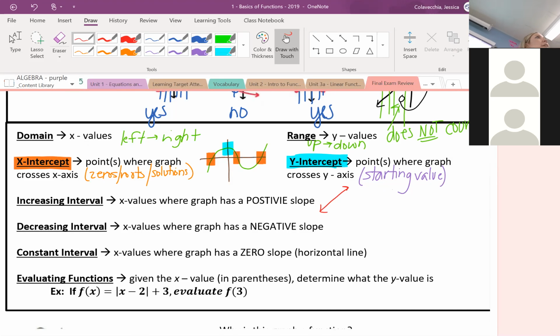So then a decreasing interval is where it has a negative slope, and where is that occurring? What does a negative slope look like? It's going down from left to right, so it's the opposite of positive. And then a constant interval is where it has a zero slope. So what does that look like? It says it right there. Straight which way? Because all lines are straight. Left to right.